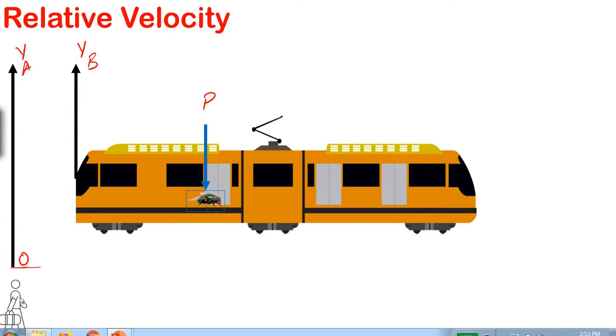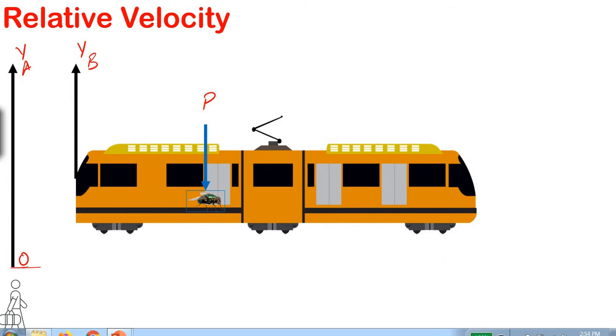Here a person is standing on the ground. You can see this fellow over here. He is considered as reference frame A, and the other reference frame is B, which is attached to the train which is in motion. Now suppose inside the train another object, say a fly, is moving either in the same direction as the train or in the opposite direction.